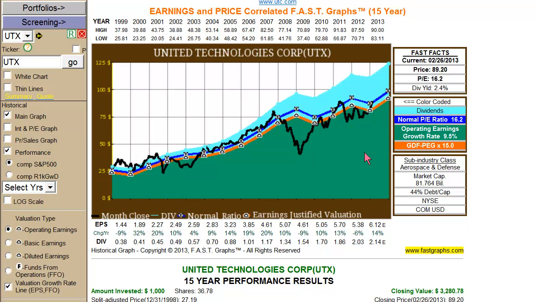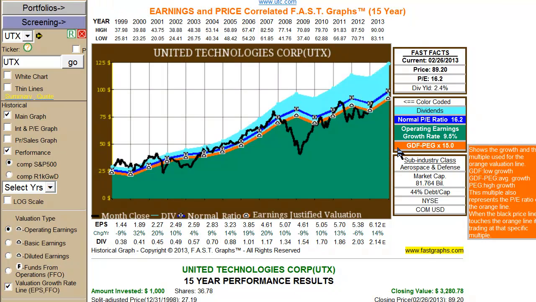I want to point out that when you're looking at companies that grow between 5 and 15%, we're using an extrapolation of the two formulas we looked at in our first two videos. This is an extrapolation between the Graham-Dodd formula and the PEG ratio formula. And when you look at the live graph, just simply point to this and it will explain how that formula is derived.